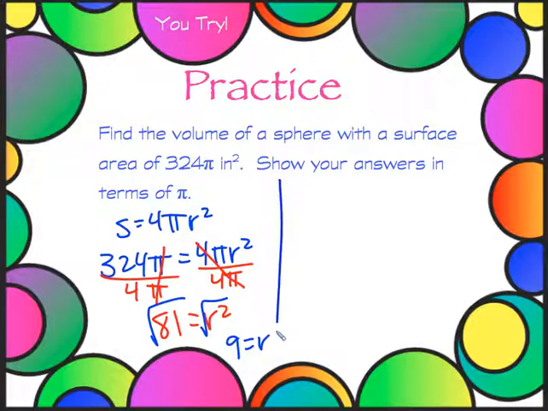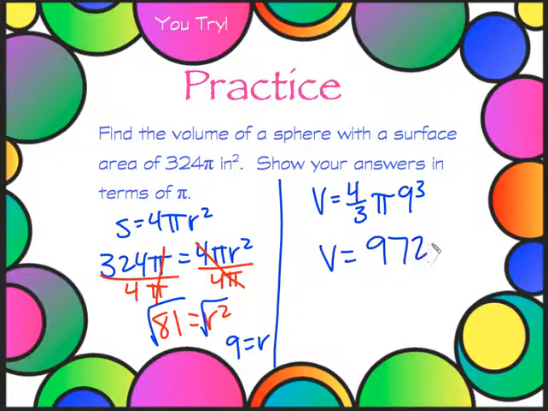So let's find the volume of a sphere with a radius of 9. 4/3 pi 9 cubed. 9 to the third is 729 times 4 divided by 3. And I get the volume is 972 pi.